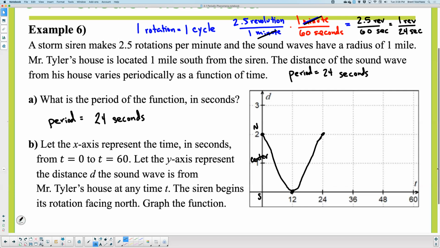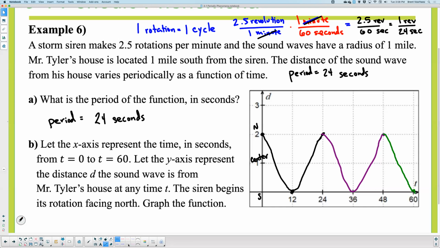And so there's one cycle. I would have another cycle that takes another 24 seconds. And then I'd have half a cycle by the time we hit 60. So by the time we hit 60, we've had 2.5 cycles. So I think I have that graphed accurately.